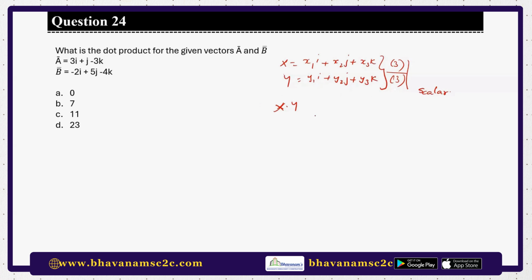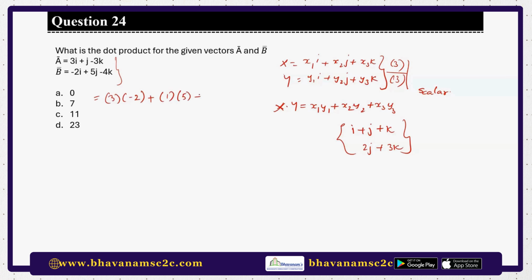When they give you vectors like this, let us assume i plus j plus k, and the second one is 2j plus 3k, I will show you how to calculate the dot product for these two, but first let's go for the dot product for these two cases. As per the formula, it should be x1 into y1 plus x2 into y2 plus x3 into y3. Now, the value of x1 here is 3, and y1 is -2. x2 is 1, y2 is 5, x3 is -3, and y3 is -4.